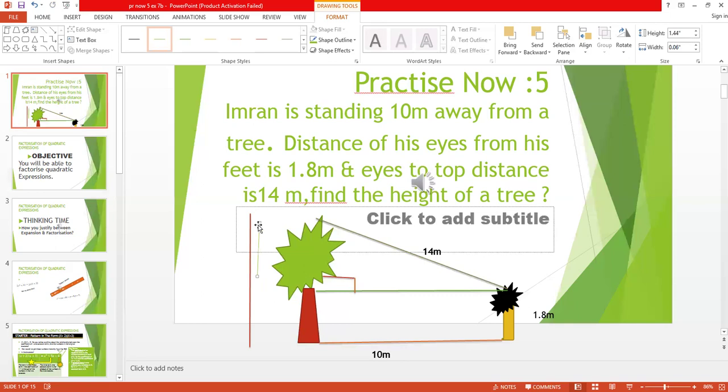I have to change the color so it will be visible which portion we have to find. You have to find this portion, this one from the top to his eyes. This portion.